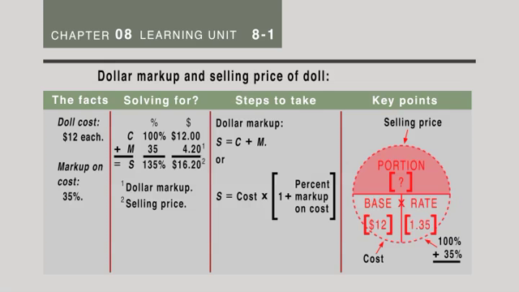So if we look at the blueprint, it shows us the facts that the doll costs $12 each. The markup on cost is 35%. So we're going to need to look at the dollar markup and the selling price. So the selling price equals cost times the quantity of 1 plus the percent markup on cost.